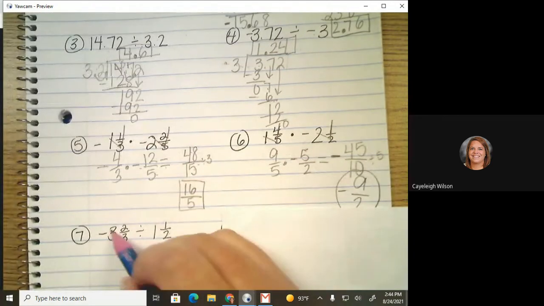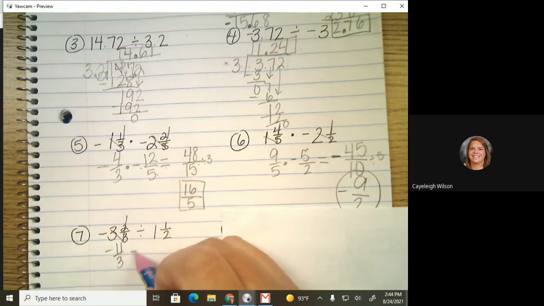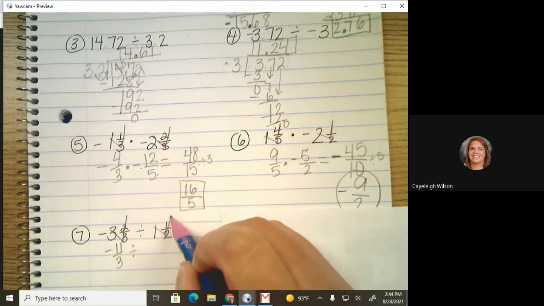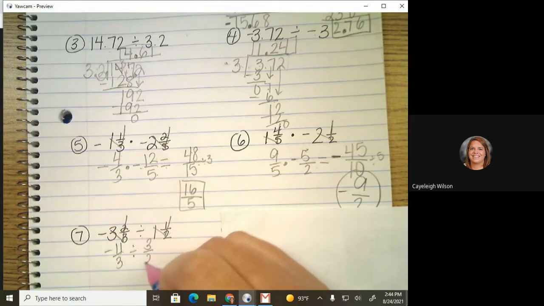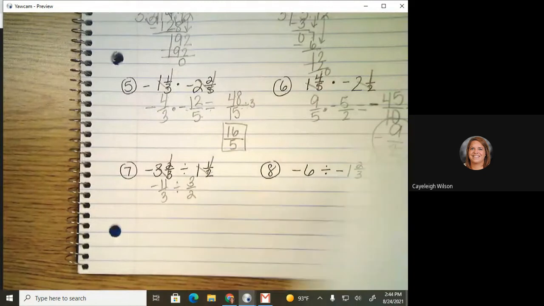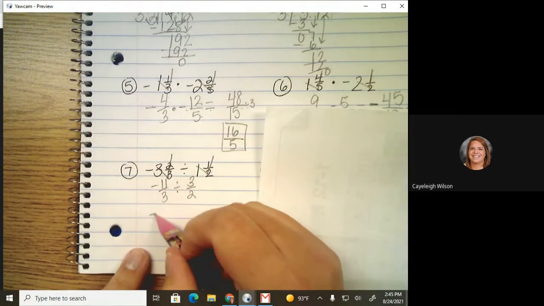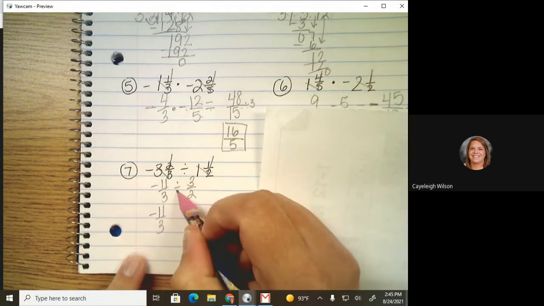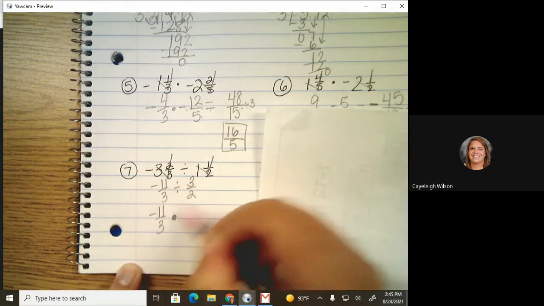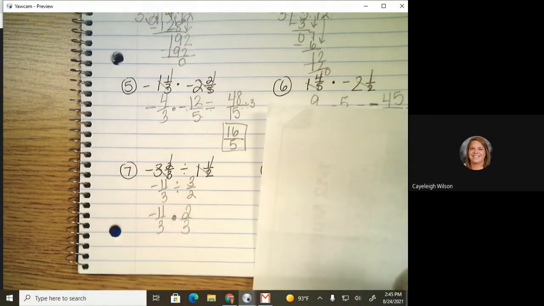Okay, so 3 times 3 is 9, plus 2 is 11. 1 times 2 is 2, plus 1 is 3. All right, so after I make them improper, then I'm going to keep, change, flip. So I'm going to keep this one. I'm going to change division to multiplication, and I'm going to flip 3 over 2 to become 2 over 3.